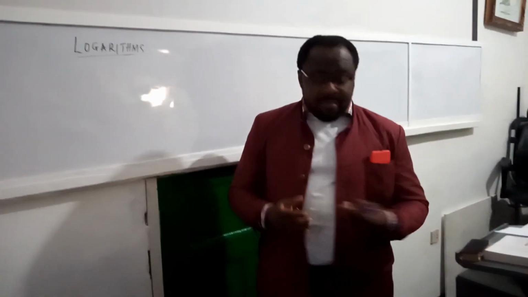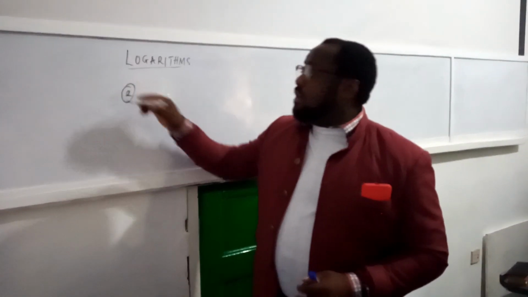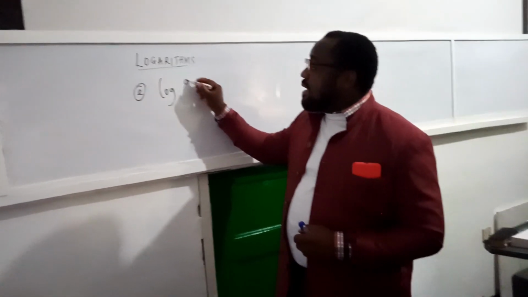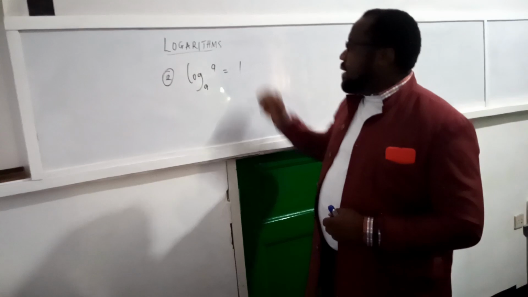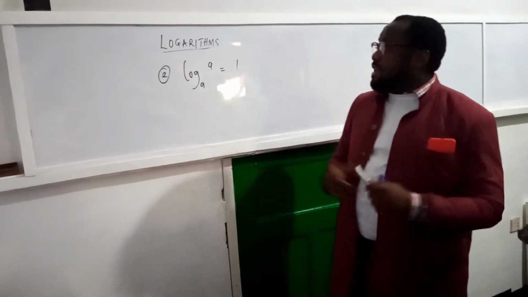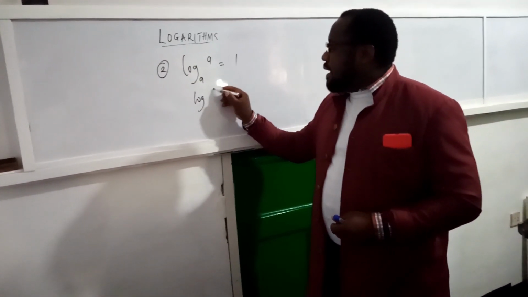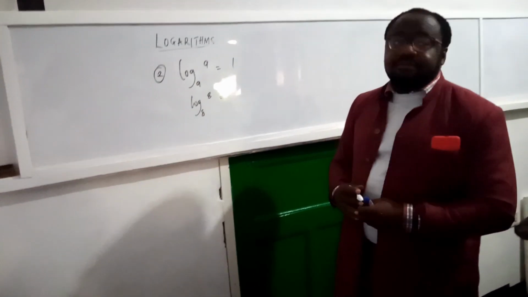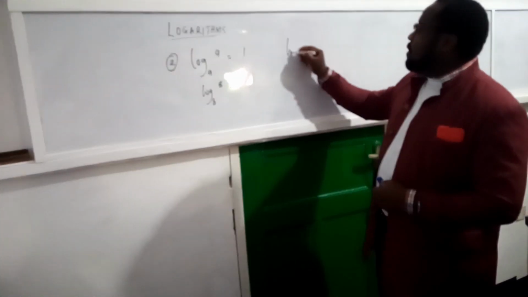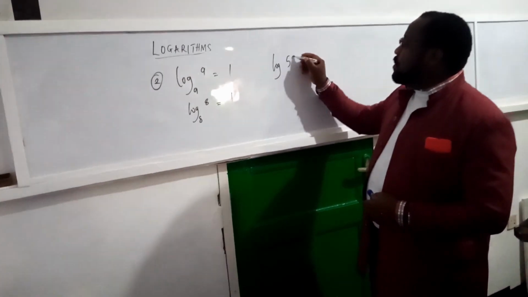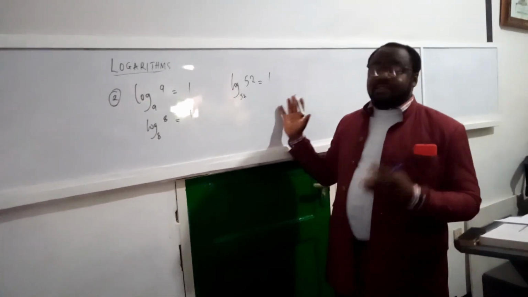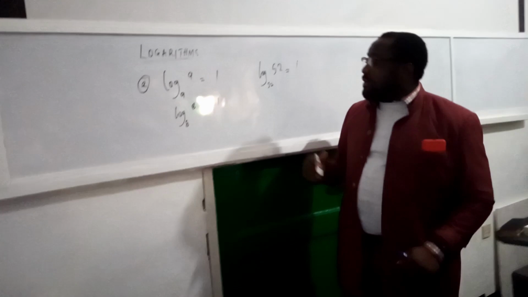Okay, so I'm going to tell you about my second rule. The second rule of logarithms that I want to talk to you about is that the log of any number to the same base is equal to 1. This is another rule. So let's try an example. If you are given log 8 base 8, who knows the answer? It's 1. How about log 52 base 52? What is the answer? 1. This is simple.